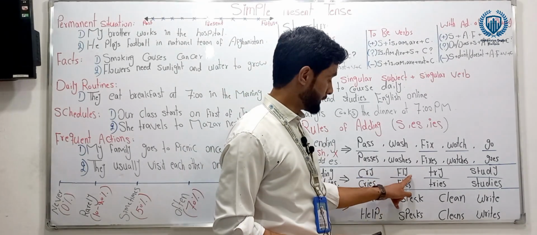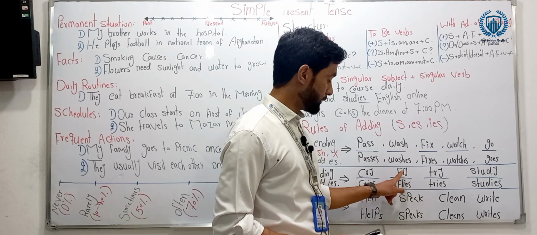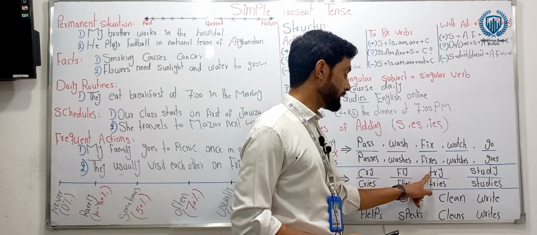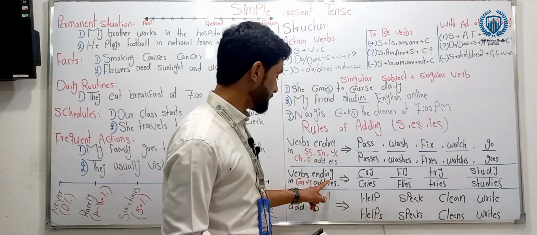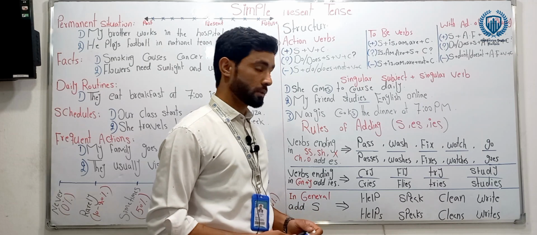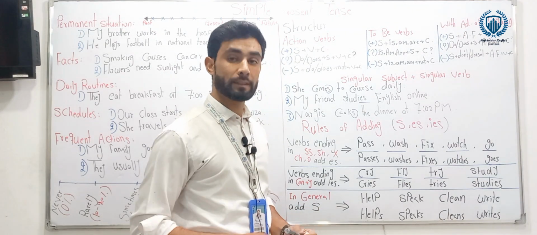Fly, flies. And then we have Y. Before Y we have L. L is consonant. So fly, flies. Try, tries. Steady, steadies. If a verb ends with Y, before Y we have consonant, then we remove the Y and add IES.